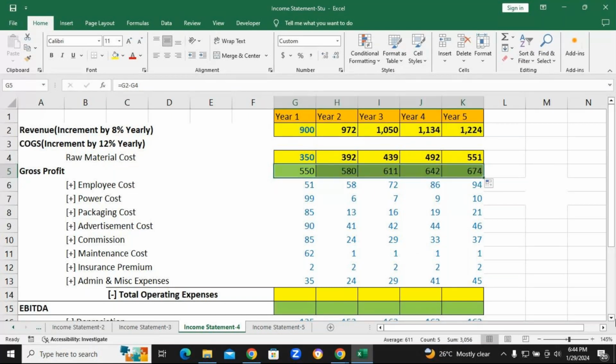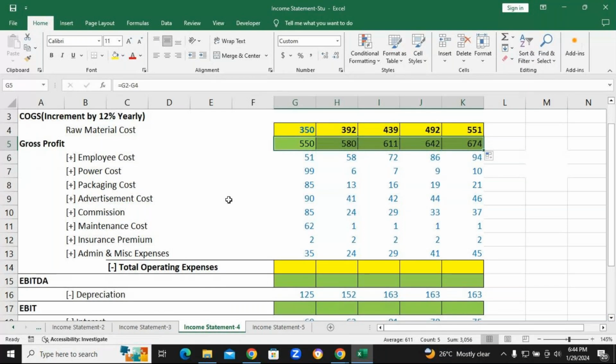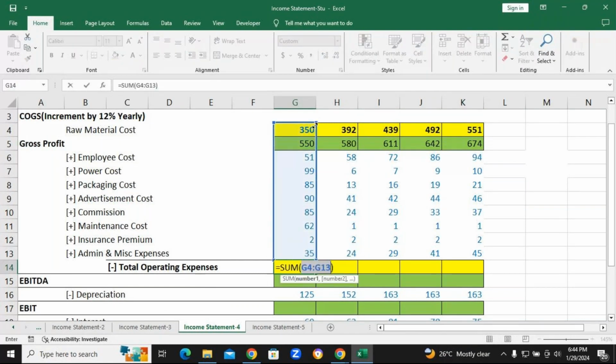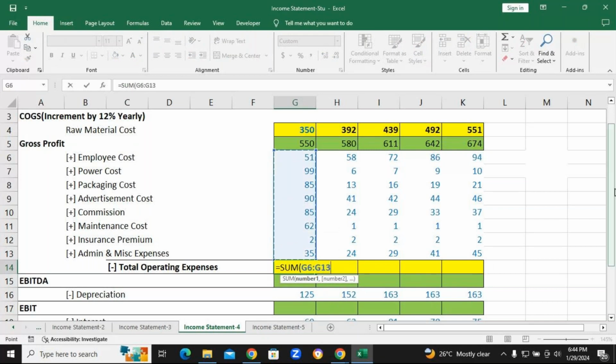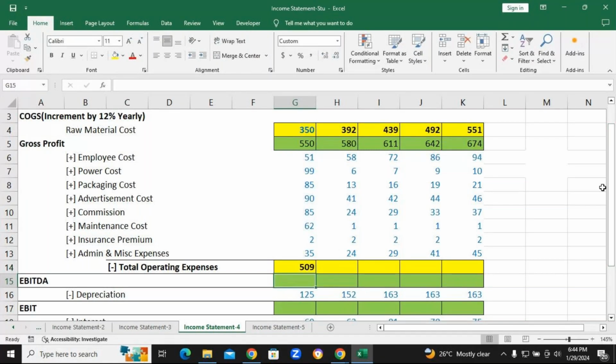Now I'll come down. They have given the operating expenses. I'll press alt equals. I'll remove the selection, and only the blue colored values I need to select. Enter, and drag it towards my right. I'll show you once again how to calculate the operating expenses. You can put equals sum of, open the bracket and select the range, that is from G6 to G13. Drag it towards my right.